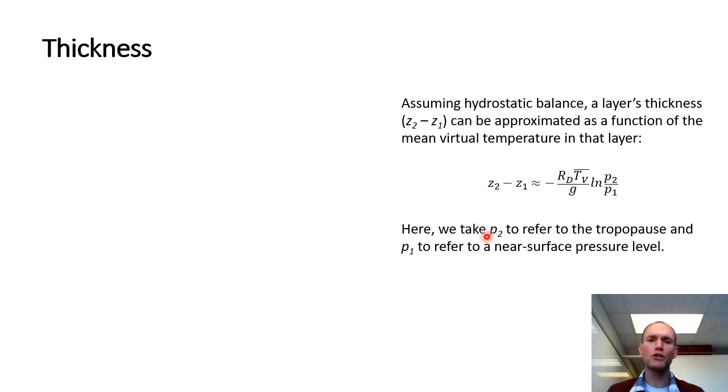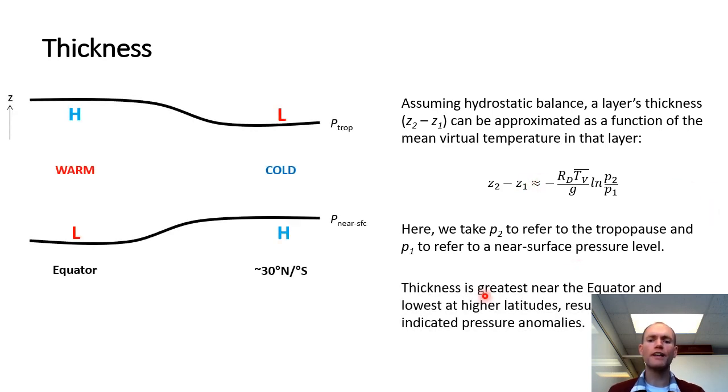So we're going to take P2, that second pressure level, to refer to the tropopause, and Z2 to be the height of the tropopause. We're going to take P1 to be a near-surface pressure level, like 900, 950 hectopascals, not specifically the surface, but very close to it at sea level, and thus Z1 will be the height of that pressure level. So we know that thickness is greatest near the equator because it is relatively warm. That layer mean virtual temperature over the depth of the troposphere will be highest near the equator, so we get this warm bubble that we see here.